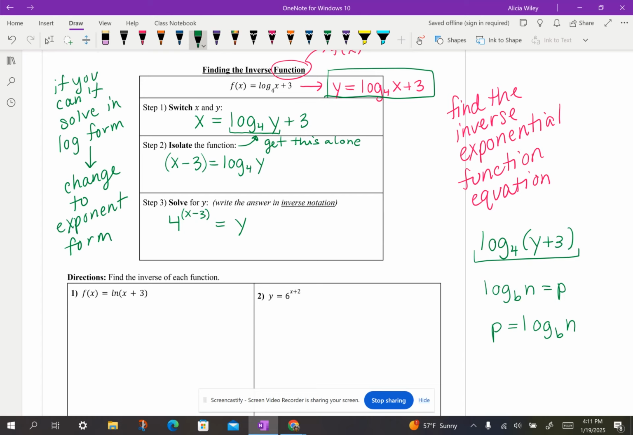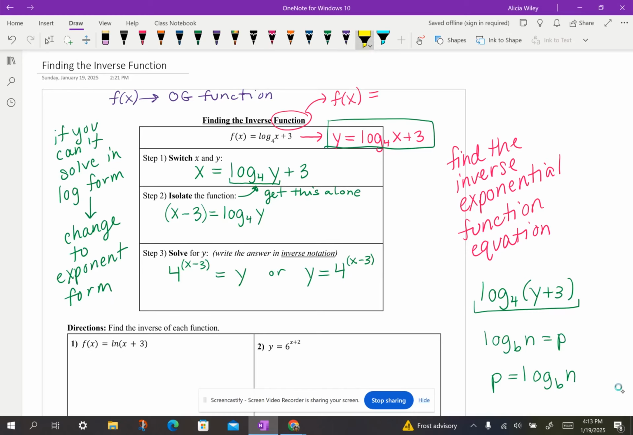Again, if you don't like that y on that side, switch this whole thing around. You can write it as y equals 4 to the x minus 3 if you like that better. Again, you can put a parenthesis around that if that helps. I like to do that because it kind of solidifies that it's in the exponent. The last thing we need to do is write this in inverse notation.